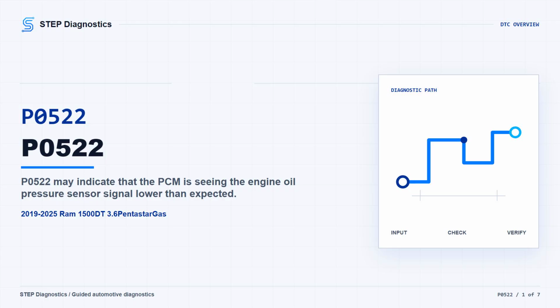The monitor runs with ignition on and battery voltage above 10.4 volts. The code sets when the EOP sensor signal voltage at the PCM is below 0.29 to 0.1 volt depending on calibration for approximately 1 second. When it sets, the MIL will illuminate.